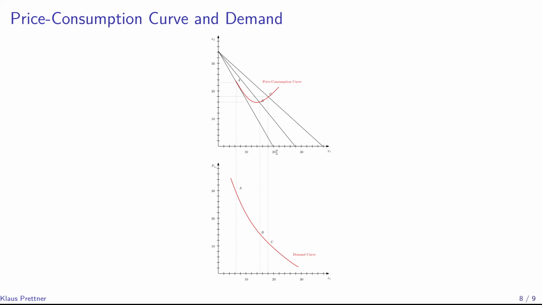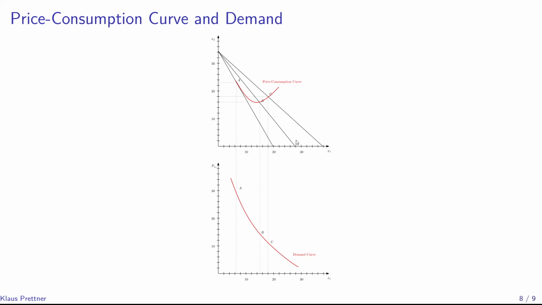Now finally, we can make a connection between the price consumption curve that we have here in the upper diagram and the demand function that we have in the lower diagram. The demand function for good 1 is downward sloping in this diagram, where we have the consumption level on the horizontal axis and the price on the vertical axis, which means that if the price is higher, we would consume less, and if the price is lower, we would consume more. You know this already from the lecture casts on the demand function.